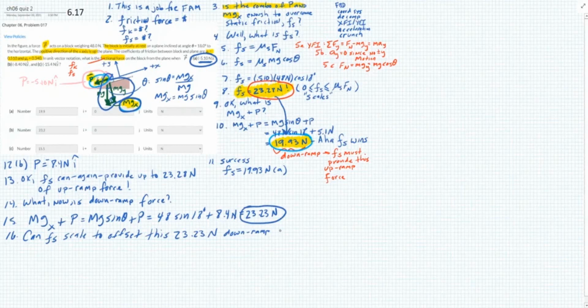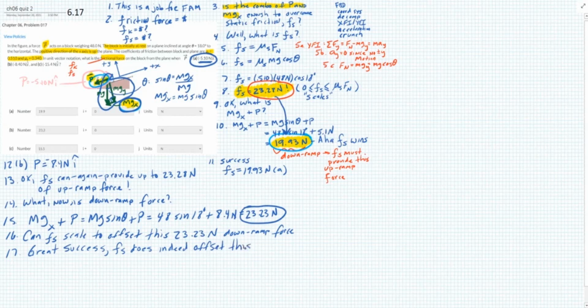Okay. All right. So there it is. So 17. Great success. Again, for you Borat fans, great success. F sub S does indeed offset this force, this down ramp force. And I've already shown that.